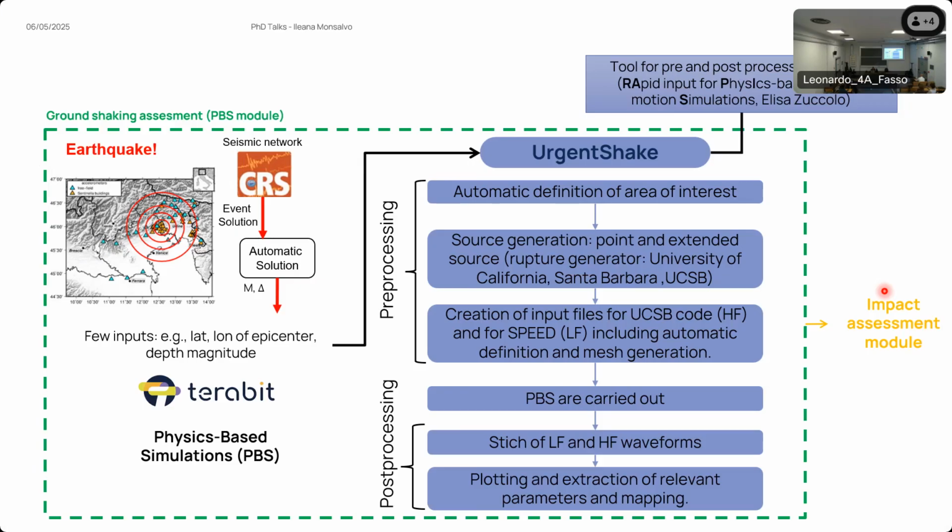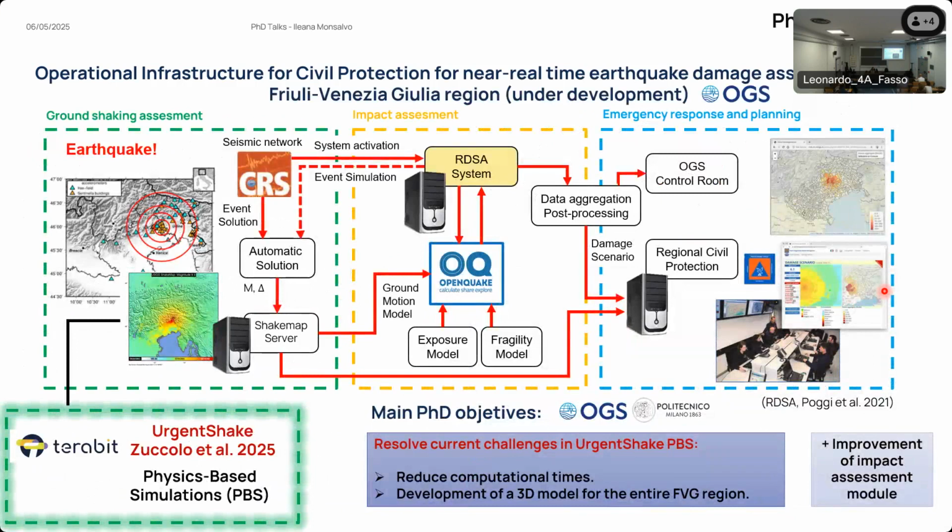So there is a creation of the input files for both codes. Both simulations are run in parallel, and then in the post-processing phase there is the stitching of the low frequency and high frequency components, ending with plotting and calculating the ground shaking maps. This is where UrgentCheck ends, and then this output is transmitted to the next stage of the big workflow of damage assessment of the region, the yellow one here.